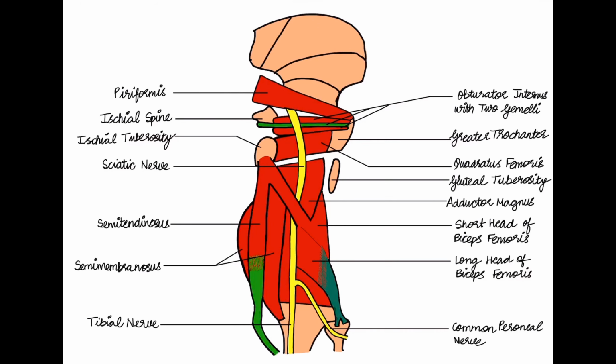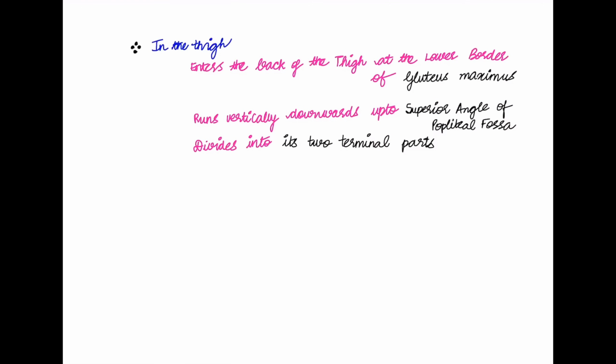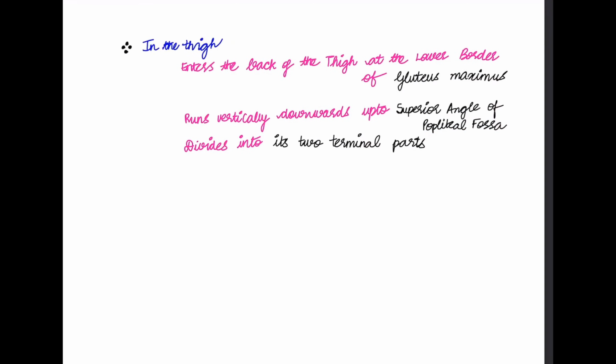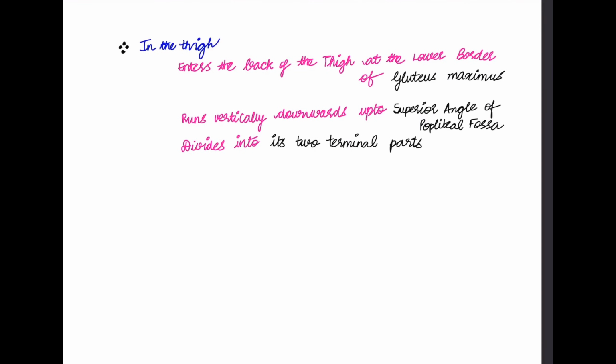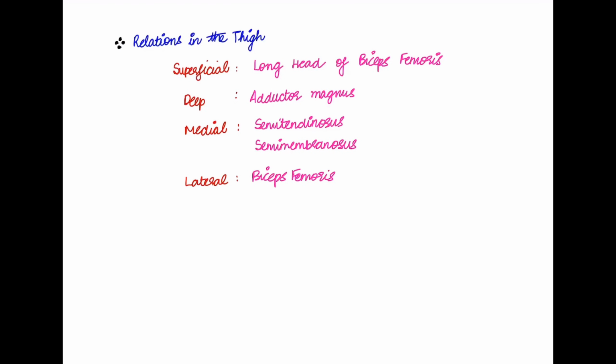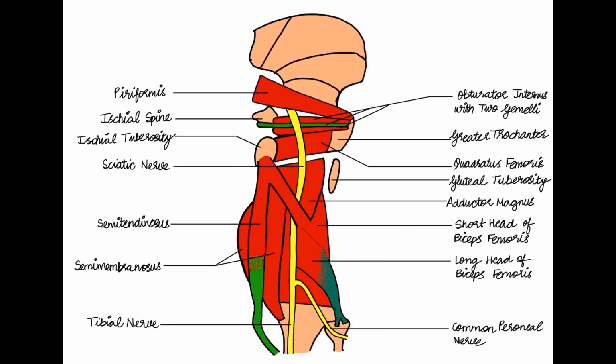And now let us look how it runs in the thigh. It enters the back of thigh at the lower border of gluteus maximus. Remember gluteus maximus, it is quite obvious. And then it runs vertically downwards. Initially it had a lateral convexity and now it is running vertically downward up to the superior angle of popliteal fossa and it divides into its two terminal parts, which I had already mentioned, that is the tibial nerve and the common peroneal nerve. So like always you have to look at the relations in the thigh and let us look at this same diagram.